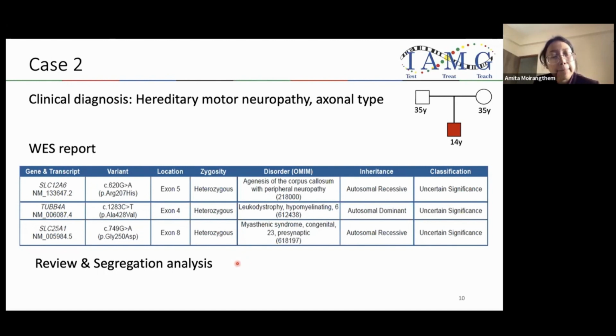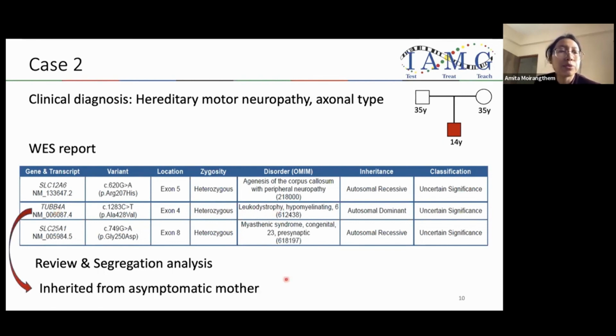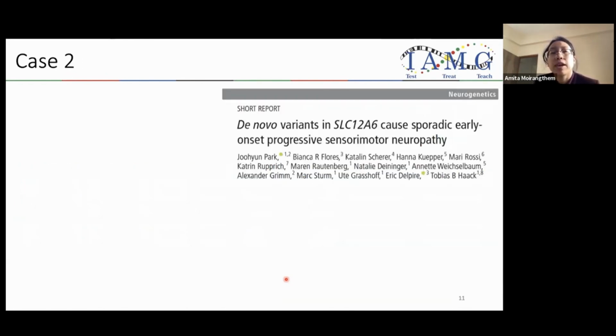So the segregation, because this was a variant which was showing autosomal dominant inheritance, we decided to go for segregation of this variant first. This particular variant in the TUBB4A gene was inherited from the mother, who was clinically asymptomatic. Therefore, it was concluded that this variant is unlikely to be the cause of the phenotype in the proband.